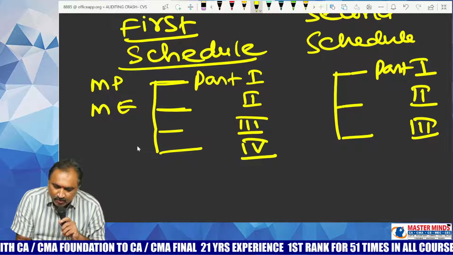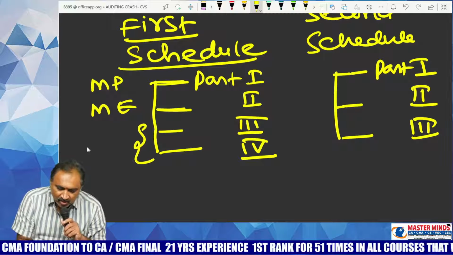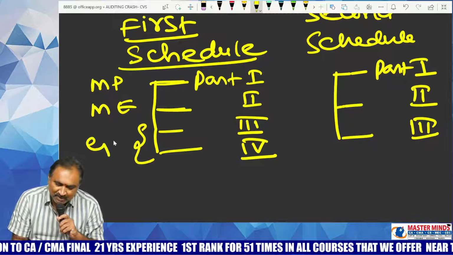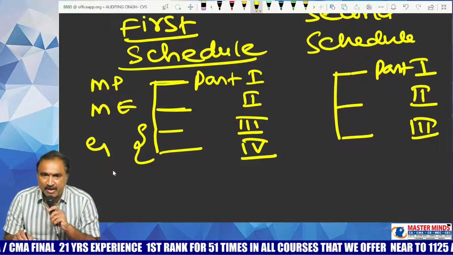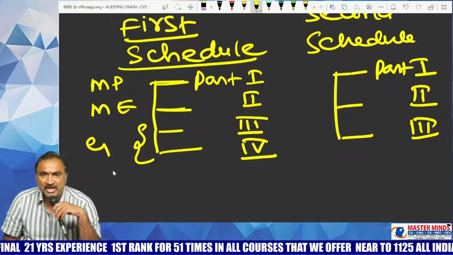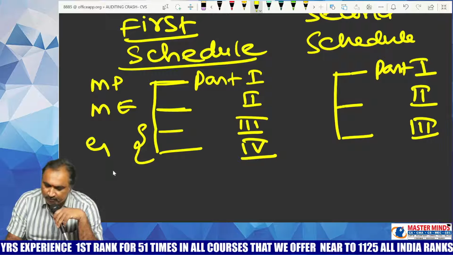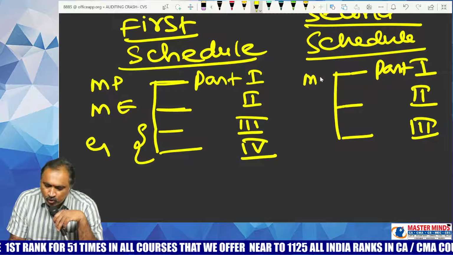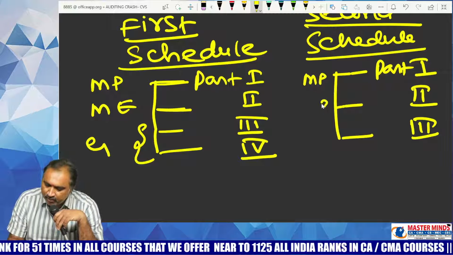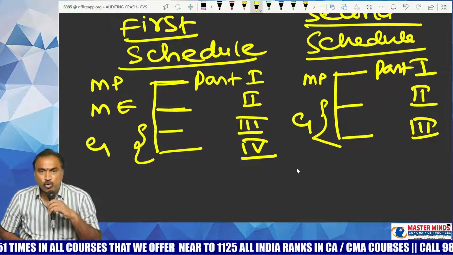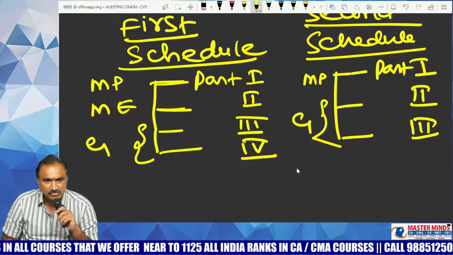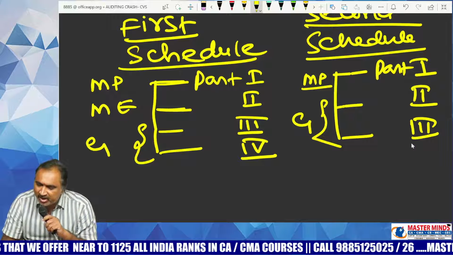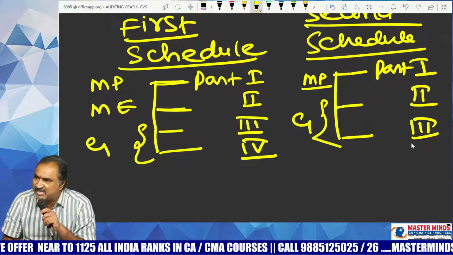And part 3 and part 4 are general, which are made applicable generally to all the members. That means both the members in practice as well as members in employment shall have to follow part 3 and part 4 of the first schedule. Coming to the second schedule, part 1 of the second schedule is made applicable to members in practice. Part 2 and part 3 are made applicable to all the members generally.